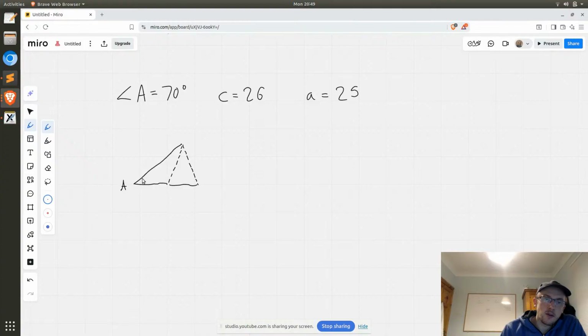There's A down in the corner. Here's side A, in the appropriate position opposite to it. It could be there, or it could be there. Where's C? C has to be here then.